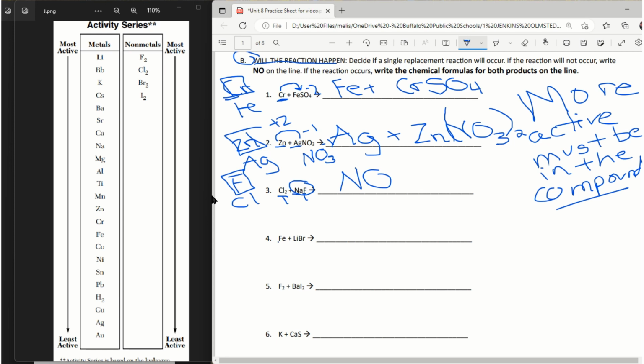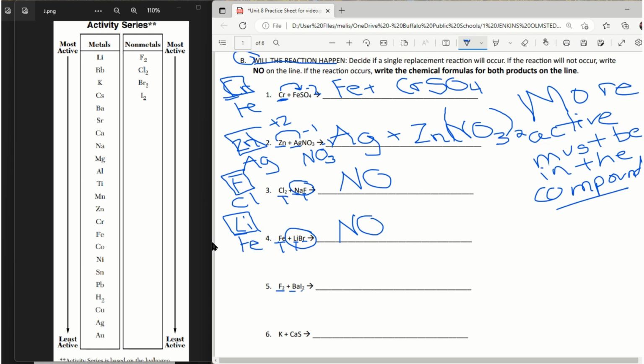All right, let's look at the next one. So you're going to find these elements and determine which two are on the same side, in the same column. It should be Fe and Li. All right, so find where they are. Well, you should see that Li is at the top. So it doesn't really matter where Fe is. I know it's underneath it. So what is the rule? The one that is on top must be in the compound. Is it? It sure is. So no reaction.